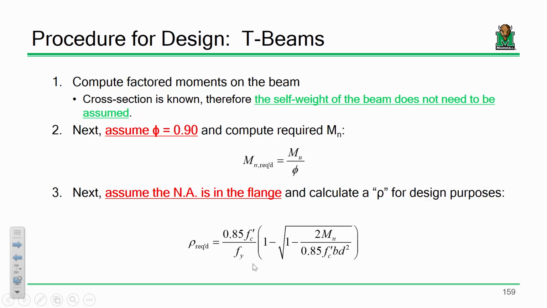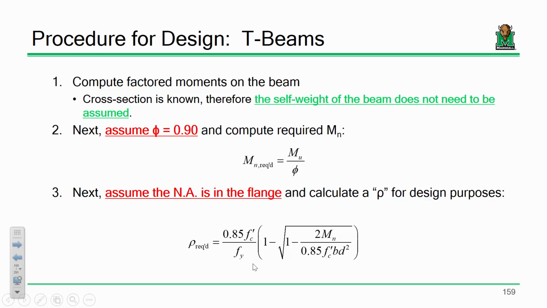So step one. Step one, we need to compute the factored moments on the beam. So this is looking at self-weights and so on and so forth. One of the things I will mention, just like with a known cross-section, the self-weight of the beam is known.